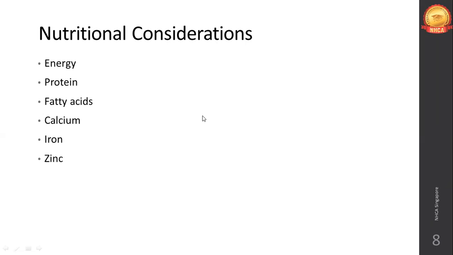Next comes the zinc source. Best sources of zinc are in animal products, but for vegetarians, nuts, seeds, whole grains also contain enough amount of zinc.